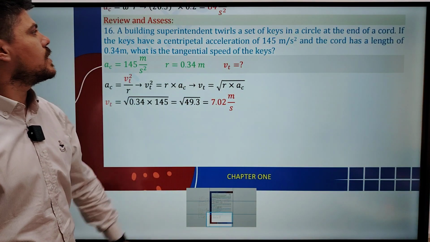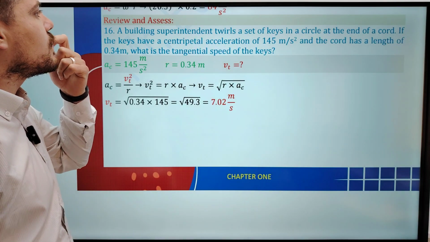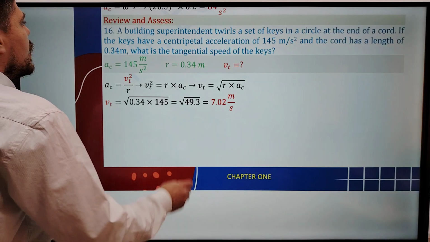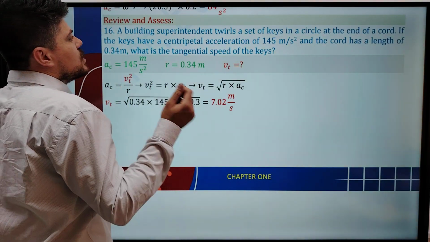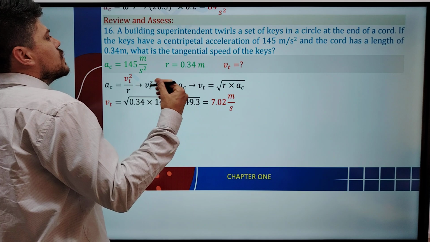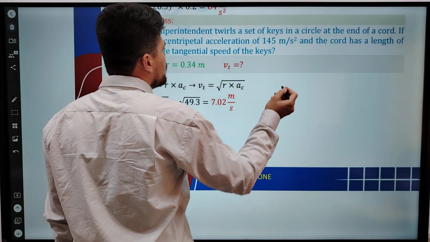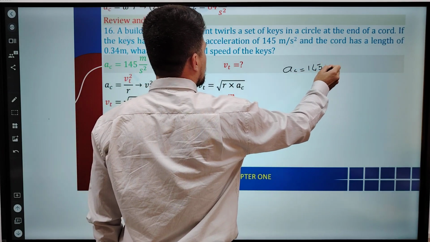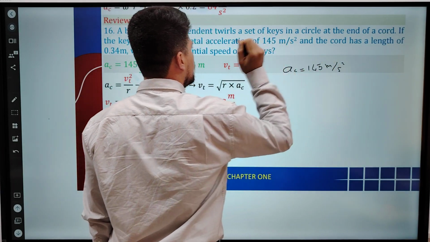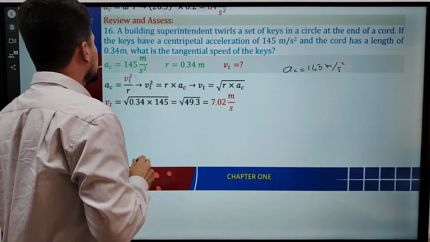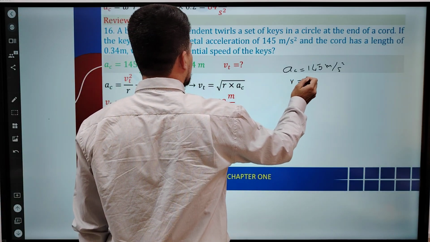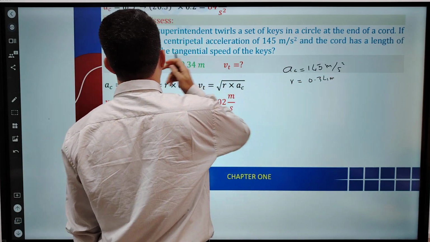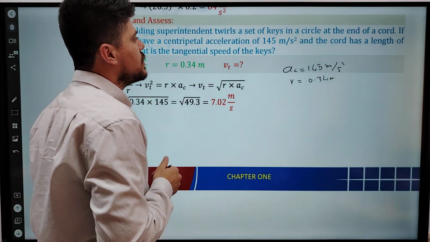A building superintendent twirls a set of keys in a circle at the end of a cord. Okay, so the keys have a centripetal acceleration 145 meter per second square. What is this? This is AC. 145 meter per second square was given. And the cord has a length 0.34 meter. The length in this case represents the radius. Okay.